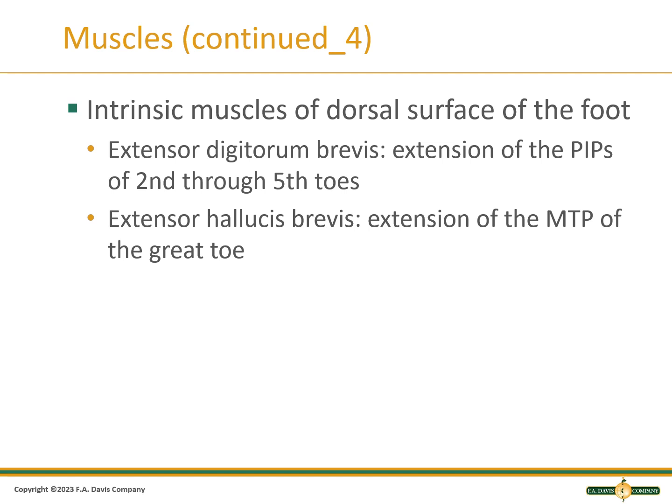Intrinsic muscles of the dorsal surface of the foot. So extensor digitorum brevis is going to cause extension of the PIPs of the second through fifth toes. And extensor hallucis brevis is extension of the MTP of the great toe because it has hallucis in the name, right?